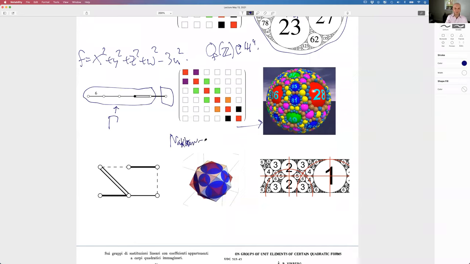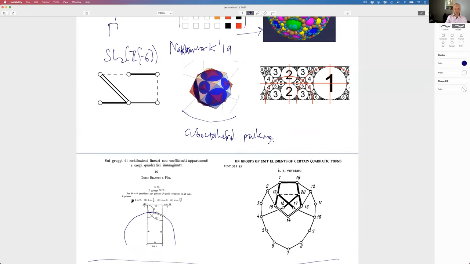And more generally, in a paper with Kei Nakamura that came out last year, we studied packings generated by polyhedra. And for the polyhedra packing, it turned out that this is the cube octahedral packing. And it also arrived, this is the Coxeter diagram for the Bianchi group SL2 Z adjoin root minus six, which is exactly the one I was showing you in Bianchi's paper.